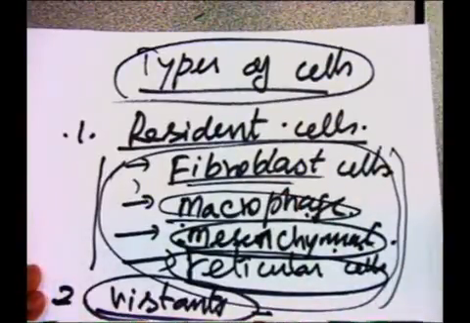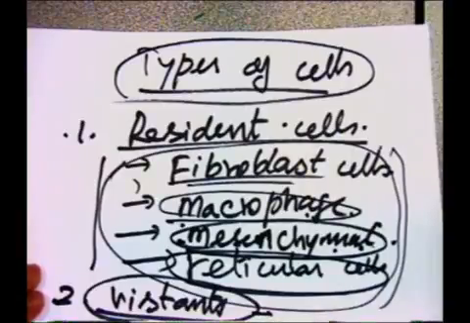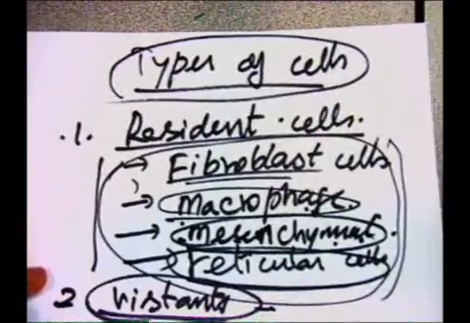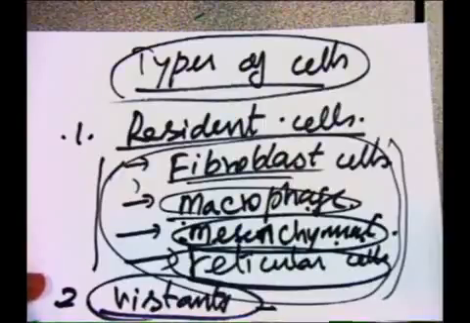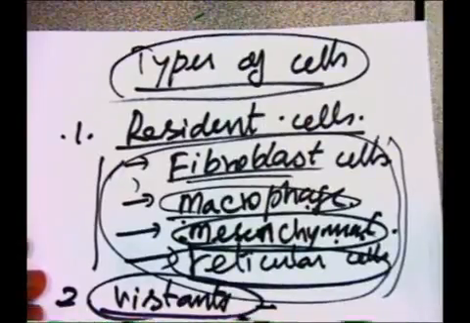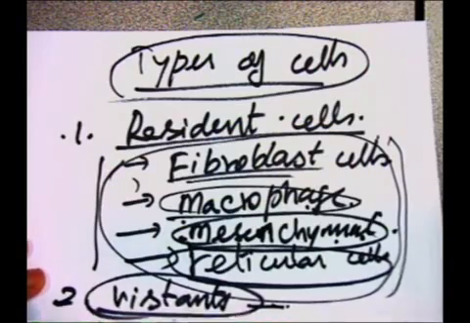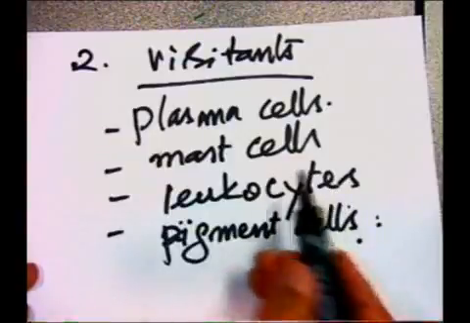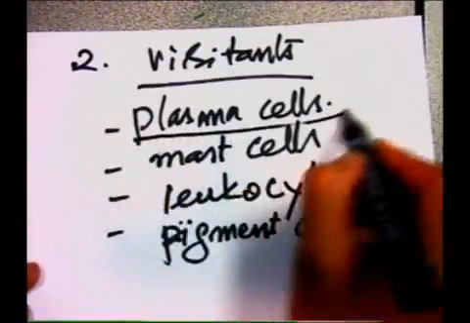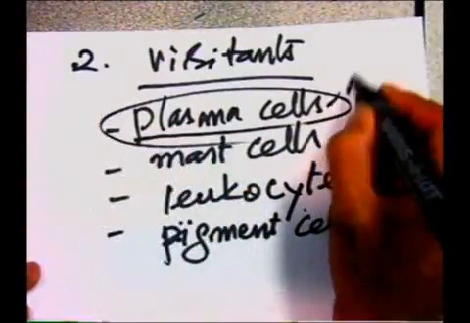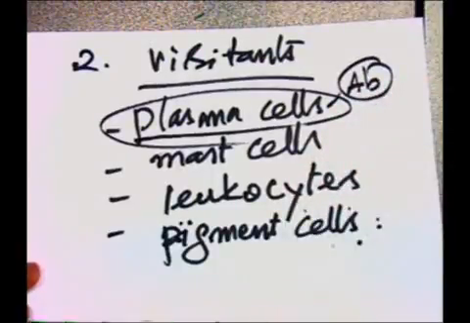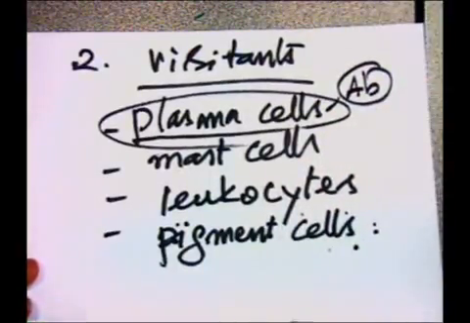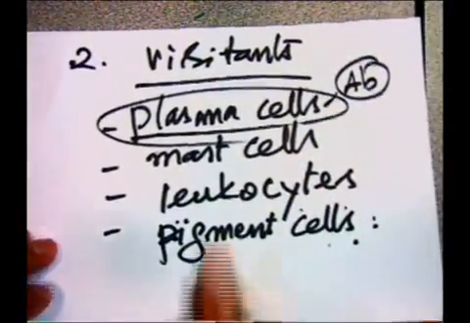When you get an infection, or some antigen, or if you have a vaccination, or need protection in your body, then the visitant cells will come into play from the blood into the connective tissue, and the plasma cells are the ones which will produce more antibodies. If you are taking an immunology class, you know about the role of the plasma cells.